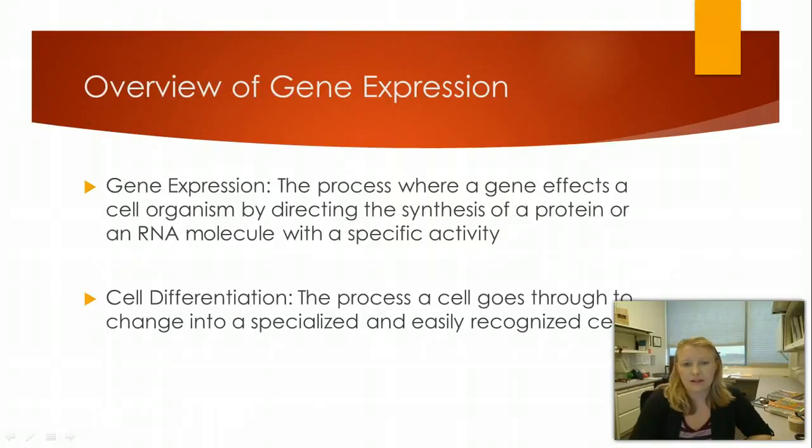And then cell differentiation is another term we need to understand, especially because we're going to talk about it on the next slide. Cell differentiation is the process where a cell goes through a change to become a specialized and easily recognizable cell. All the cells in our bodies are very different from each other. If you were to take a sample of a skin cell and look at it under a microscope compared to a brain cell or a nerve cell, it's going to look different. And this is because of cell differentiation. So let's look at that now.